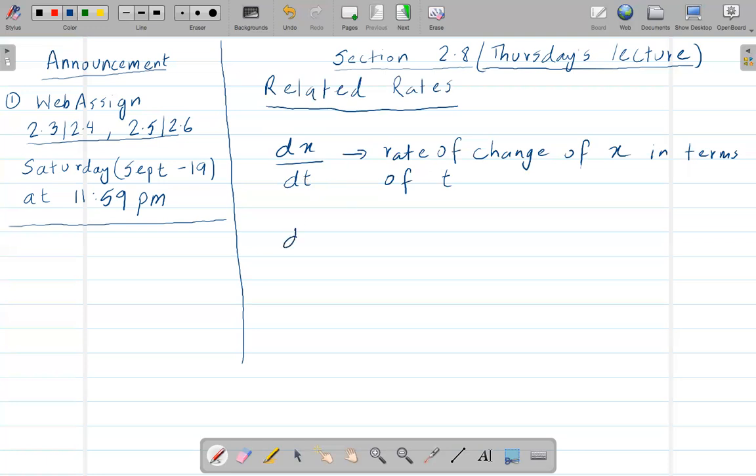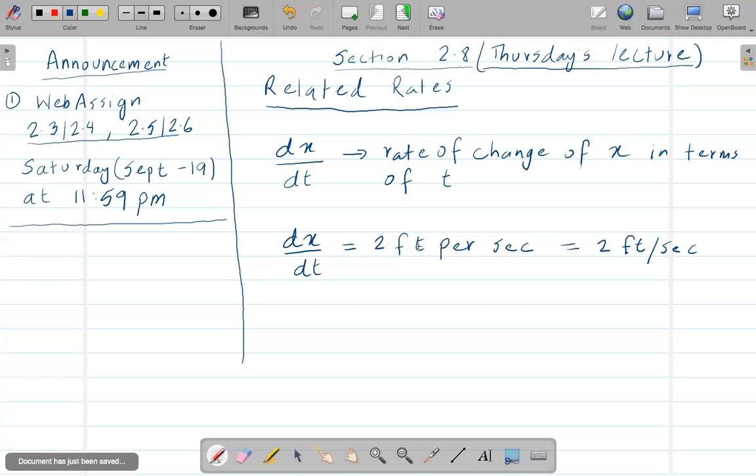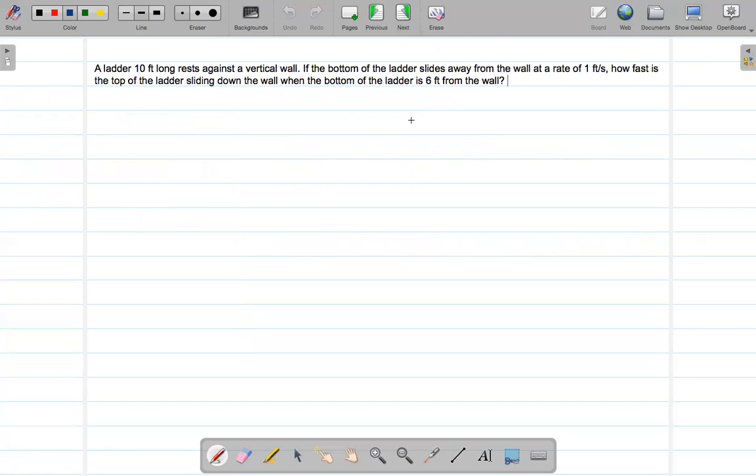So let's say dx over dt is equal to 2 feet per second, or we can even write it as 2 feet per second like this. That means the change is 2 feet in 1 second. Okay, now let's do some examples. The first one we have here is this one.